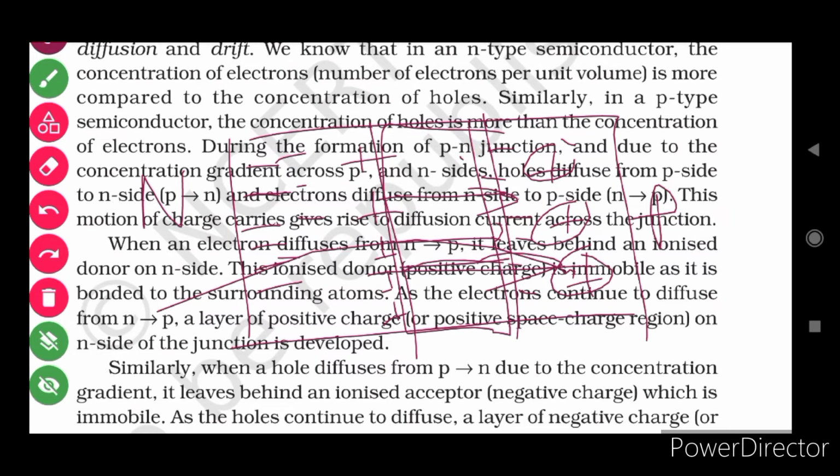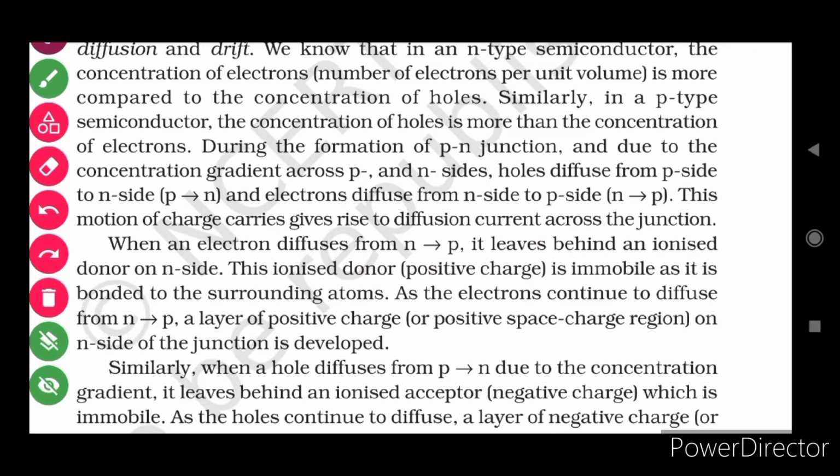Because of this electric field and the charges here, there are positive charges here, so positive potential, and negative charges here, negative potential. A potential barrier is there, and holes and electrons are not able to cross this potential barrier. And a depletion layer is formed here. This is a very crucial point, the depletion layer. I told you how a depletion region is formed.